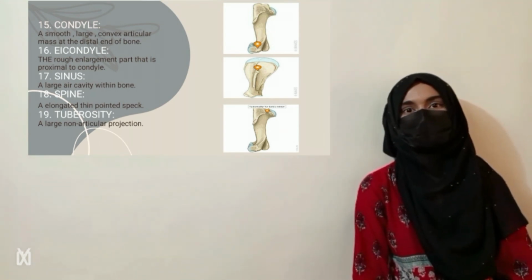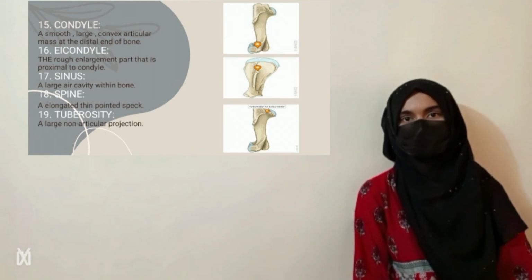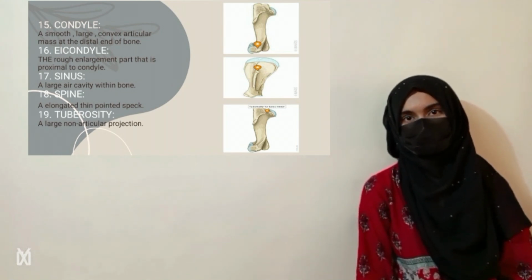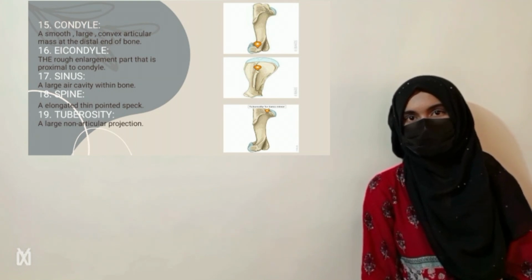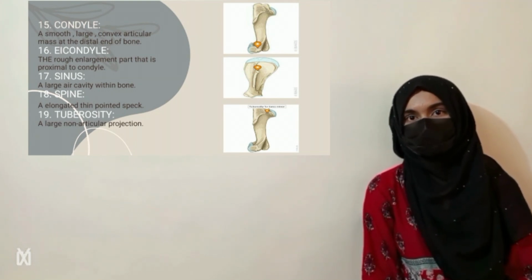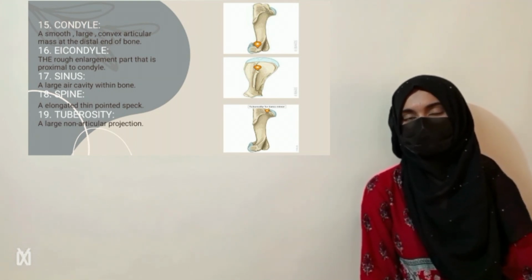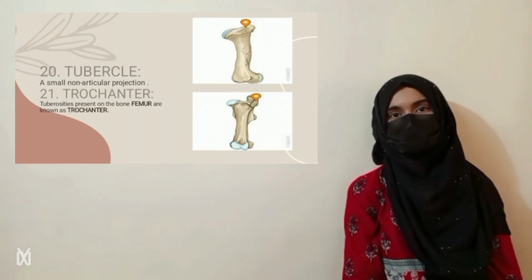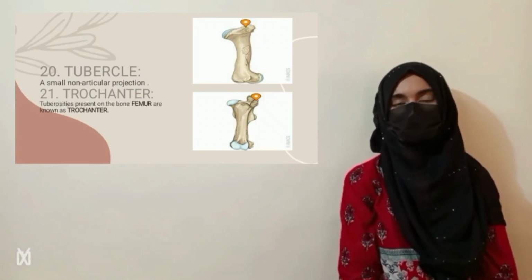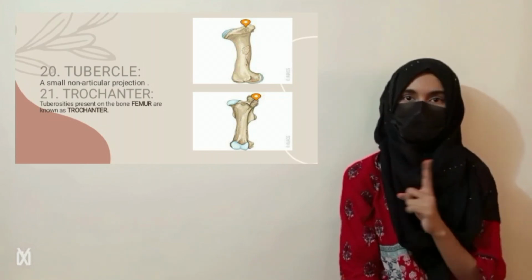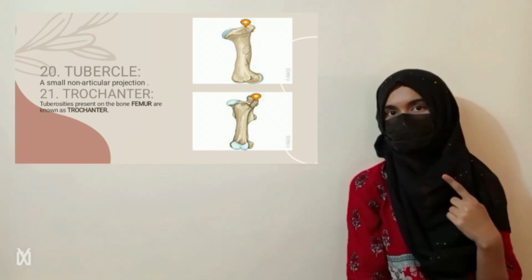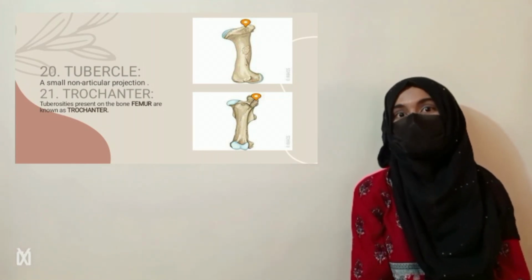The 19th example is tuberosity, a large non-articular projection. The third image in the PPT shows the teres minor tuberosity of the humerus, where the teres minor muscles are attached. The next example is tubercle, a small non-articular projection. The first image in the PPT shows the tubercle of the humerus.